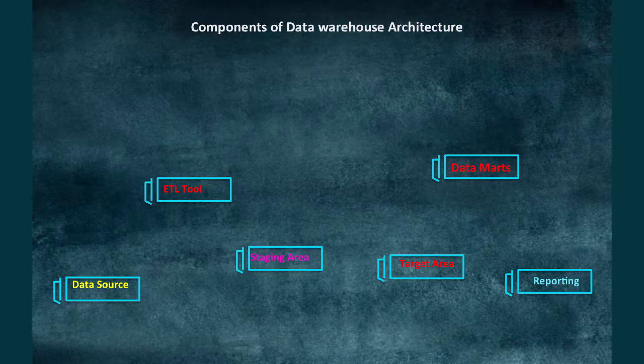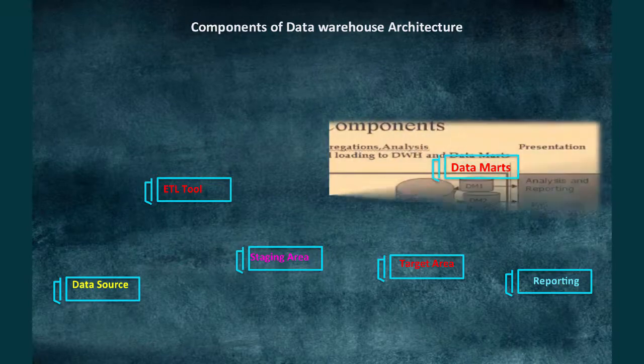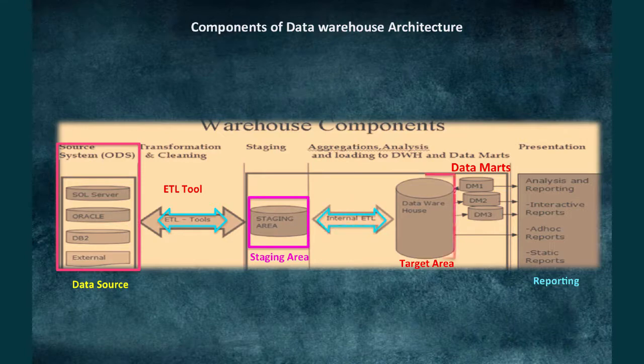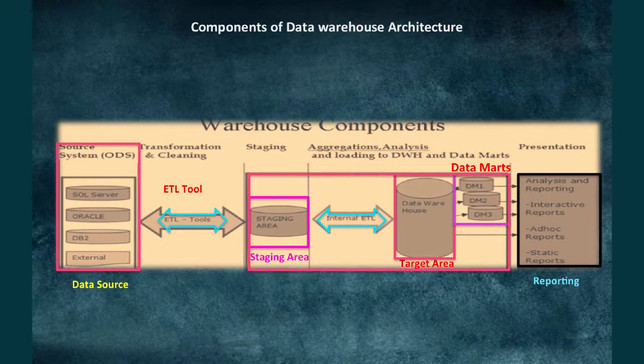Now we'll see how these components are represented in real time in a pictorial format. So you have a data source followed by ETL tool, and we have a staging area, internal ETL, target area, DataMarts, and reporting tools. Staging area, target area, and DataMarts together, we call it Data Warehouse Database. Let me repeat it. Staging area, target area, and DataMarts together are what we call Data Warehouse Database.